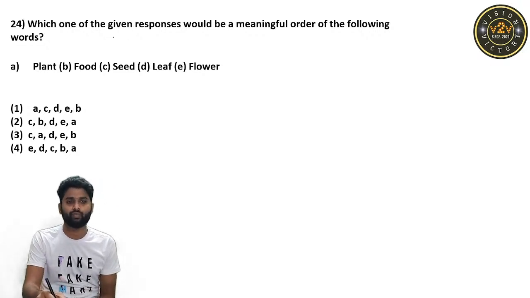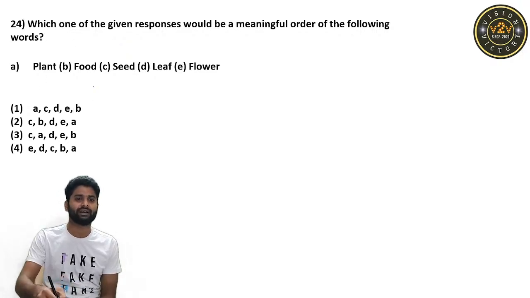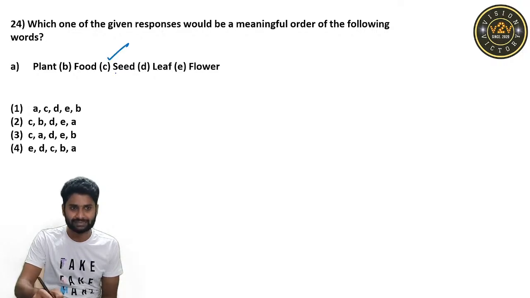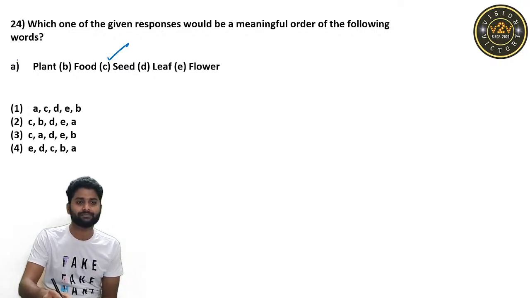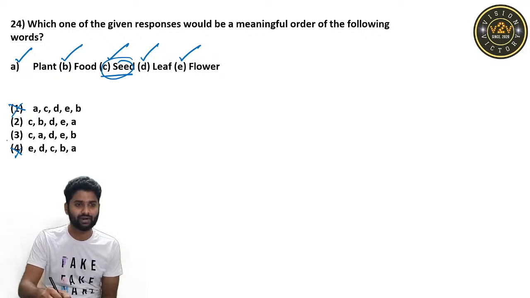Next, which one of the given responses would be a meaningful order of the following words? Plant, food, seed, leaf, flower. Guys, definitely the first one is seed. Next one is plant, next one is leaf, then flower, and finally you will get food. So if you go through the sequence, it starts from C, so 1 is eliminated and 4 is eliminated. If you go for the seed next, it has to be a plant. So the answer is 3.